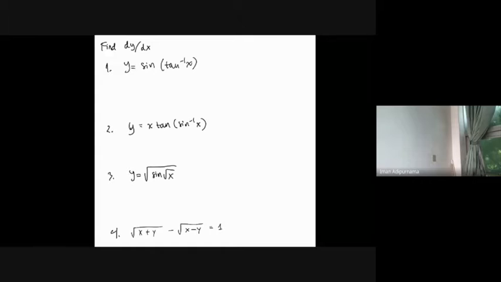So from 1, 2, 3, 4, which one do you think you need the most guidance for? All? No, right? I think number one is not that difficult, right? You can use the chain rule to solve sine tangent inverse.